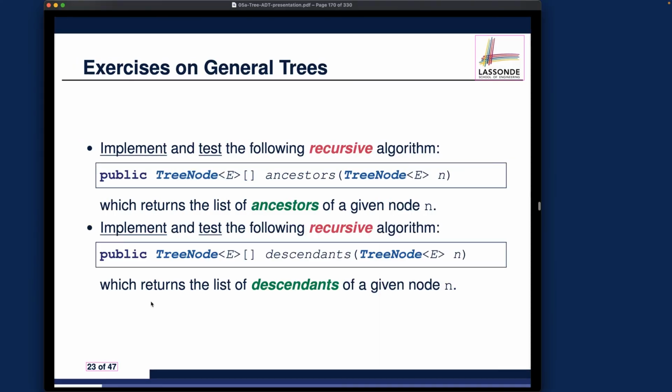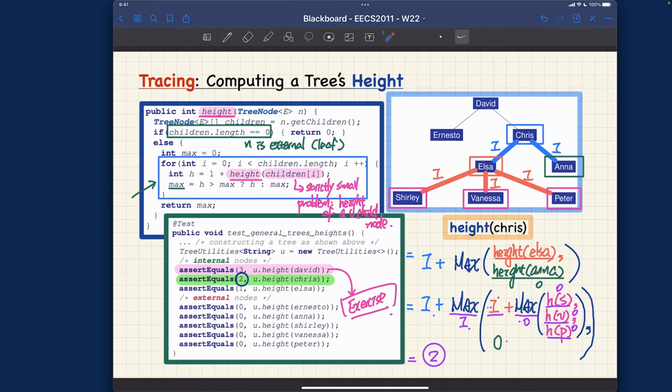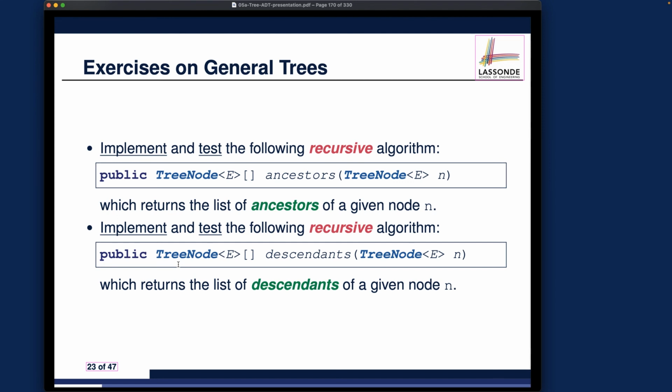And the second method to exercise will be to calculate the other way, the descendants. For example, if I give you the node Vanessa, the descendants should really contain just Vanessa herself, because she has no children in this case. What about if I give you, let's say, Chris? In that case, descendants will be Chris, Elsa, Anna, Shirley, Vanessa, and Peter. So these are the two exercise methods I would like you to complete.